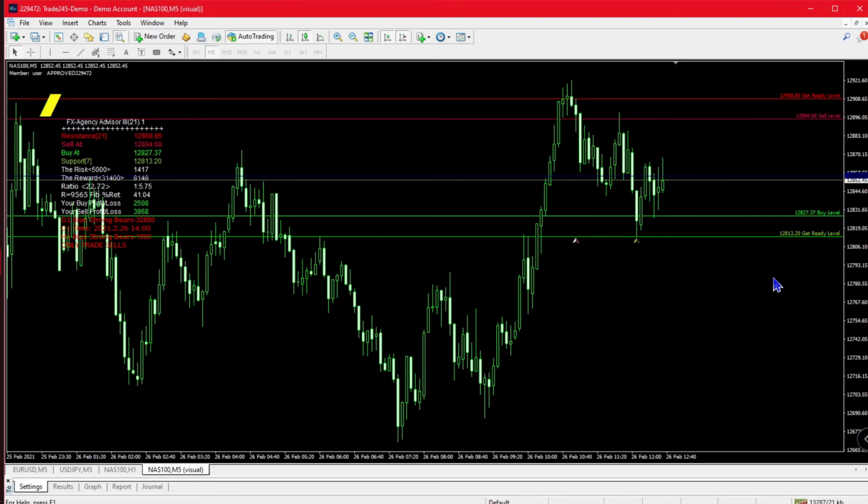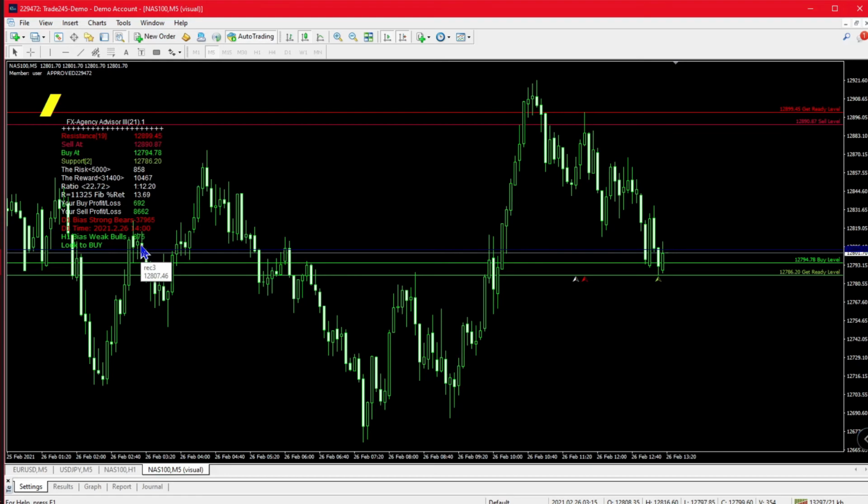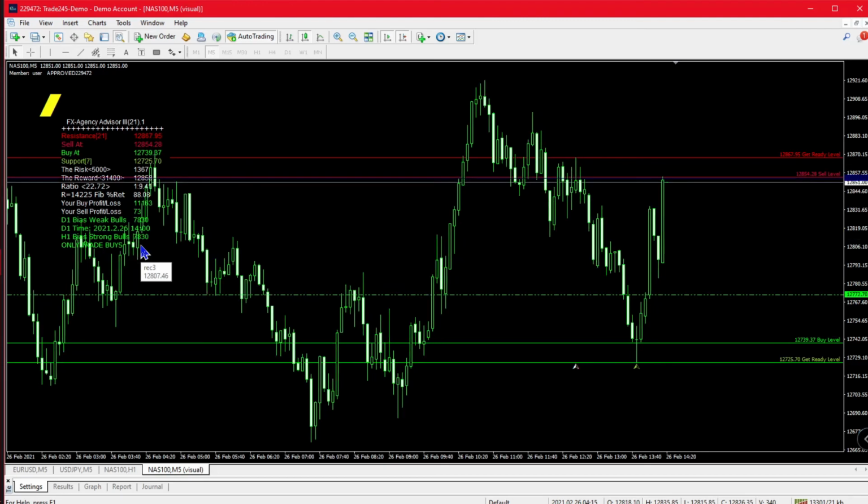What I did find to be a bit inconsistent about the system was this section over here, where it tells you only trade sells, only trade buys. This section does change a bit too much for my liking, so I hardly ever look at it, because right now it's saying trade sells, but if I click a few bars that go bullish, it immediately changes. Look to buy, only trade sells. Look to buy, your buy is already gone. So I don't really use this side. I stick to analyzing and then entering when it fits my system.